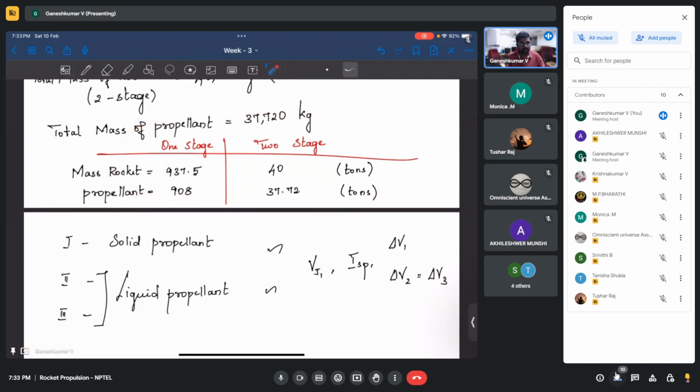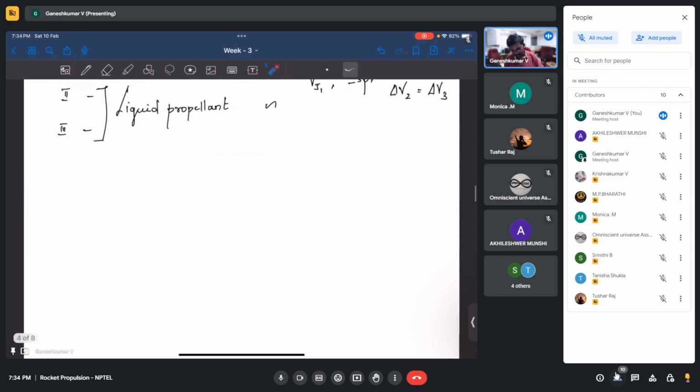So let's say you can take this as homework: continue this for three stage and four stage. Doing it by hand might be a little difficult. You can write a small program, and you can plot what is the mass of the rocket, how it is varying, and what is the mass of propellant, how it is varying with respect to stages. Okay, and you can let me know.